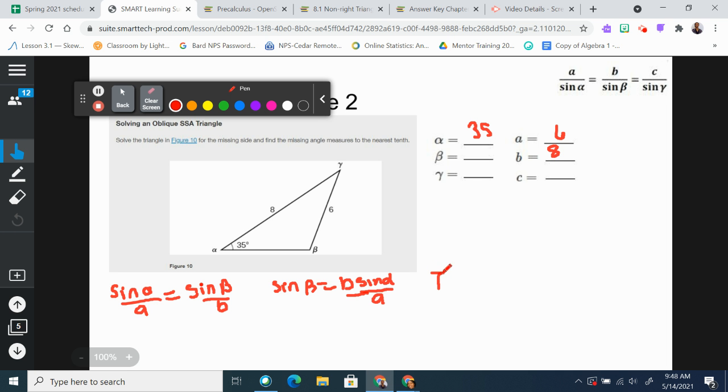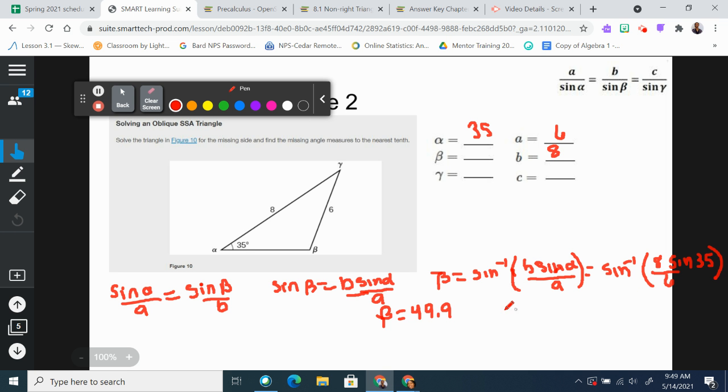And that will give me beta is equal to the inverse sine of all of this. So I have a sine instead of an inverse sine. It's starting to look very pretty, right? Inverse sine of B sine alpha over A. And now I can substitute my numbers to find my angle. So I substituted my numbers and put this into my calculator. My calculator gave me that beta is equal to 49.9.